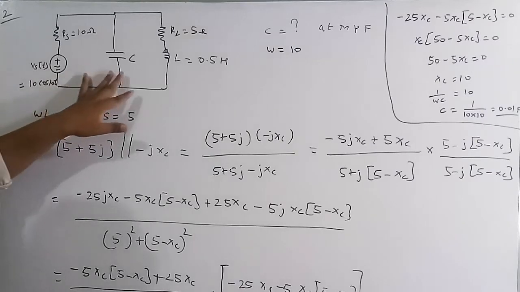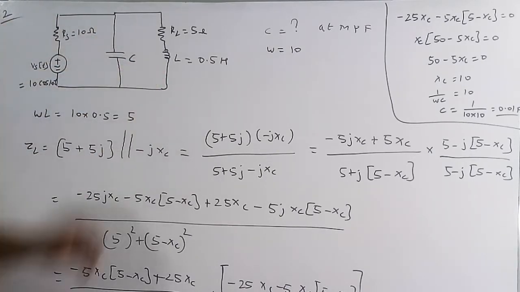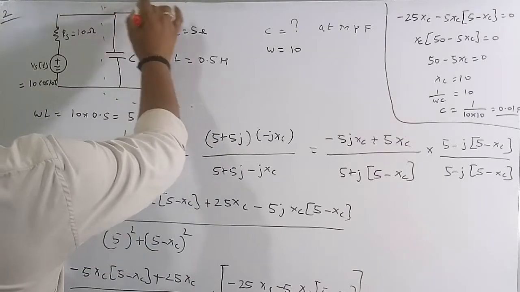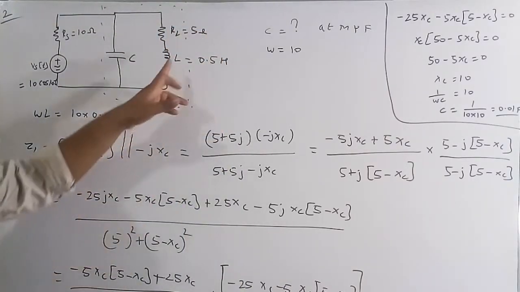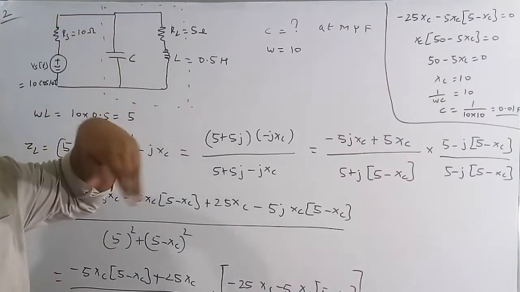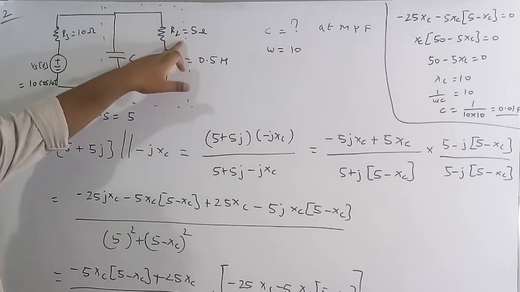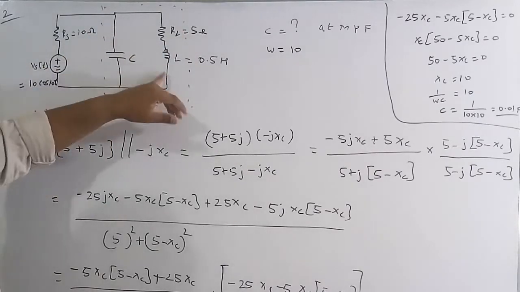Here this is the figure. This is a source and this is the source internal resistance, and this is the total load. For this load we need to find the value of C so that maximum power is transferred to the load. If you see carefully, the inductor and the capacitor are not going to consume any active power, only reactive power. Therefore we can conclude that only the load RL is going to take the active power, but not the inductor and the capacitor.